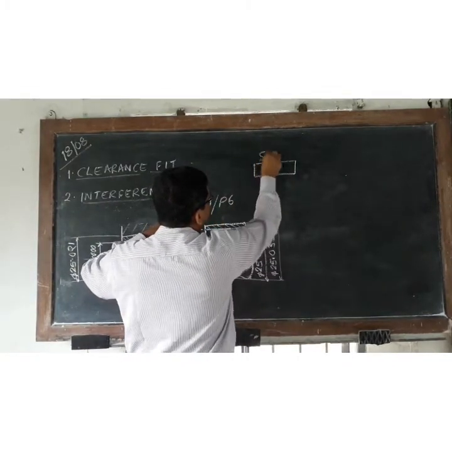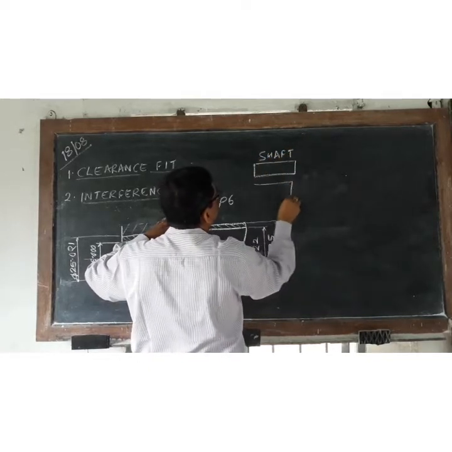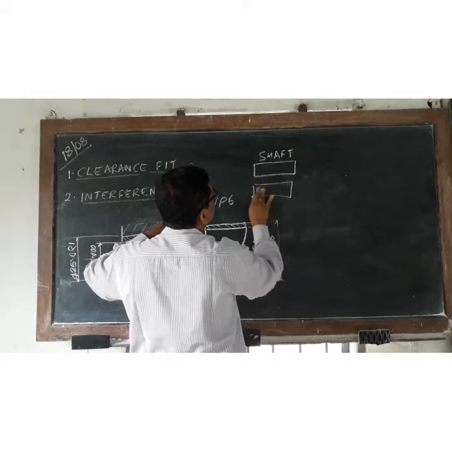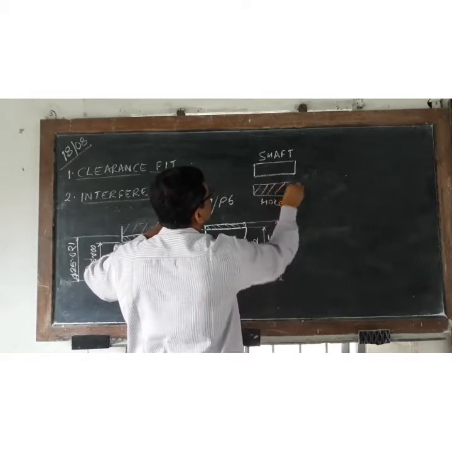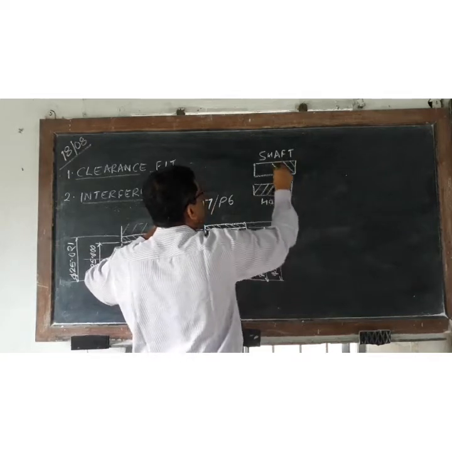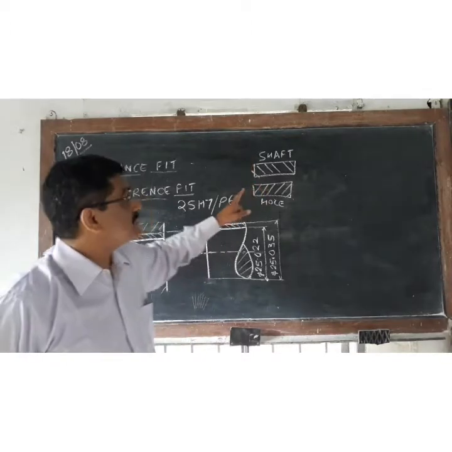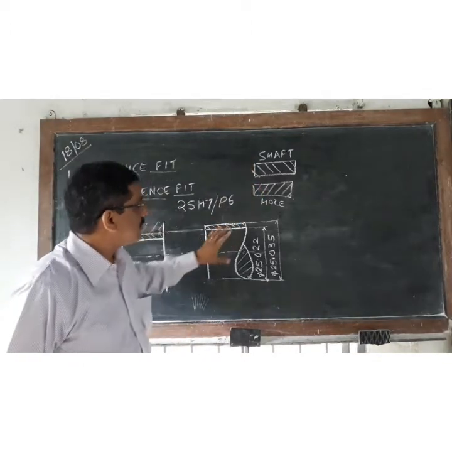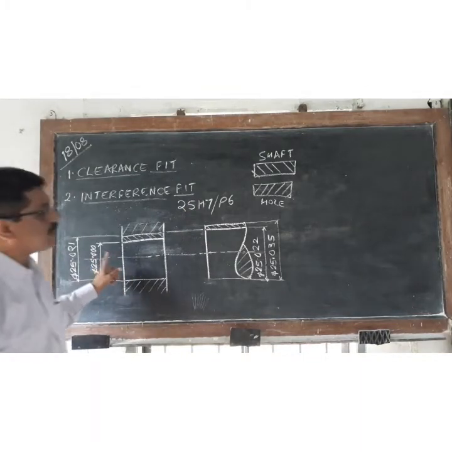This is the shaft. This is the hole. So the schematic view of an interference fit is like this: the tolerance zone of the hole will always be above. You can see here. Now this is the fit.